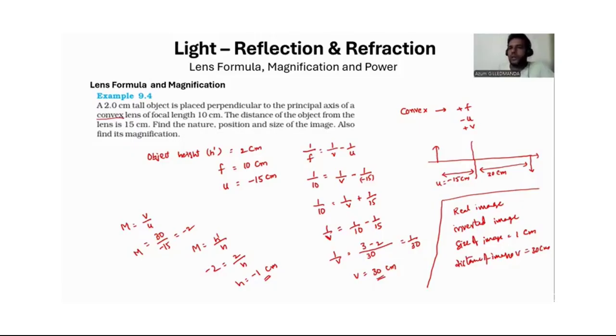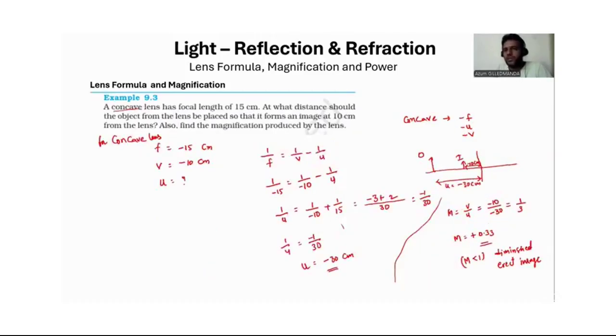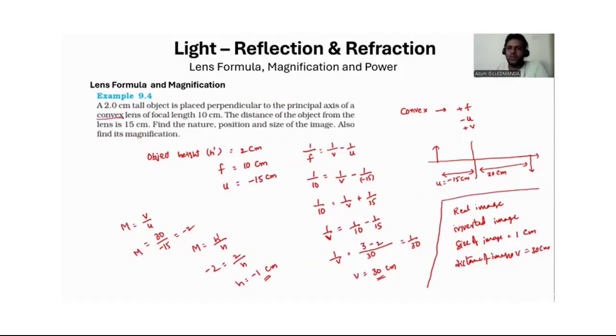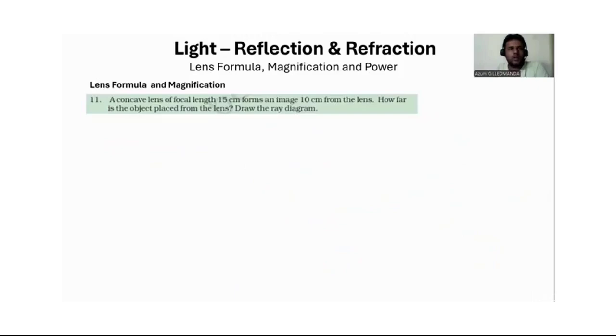So we looked at one problem for concave lens and the other one for convex lens. The key here is the sign conventions. For convex lens, it is plus f, minus u, plus v. And for concave, it is all minus: the focal length is minus, object distance is minus, and also the image distance is minus. If you keep that in your mind, then it is easy. All right, guys. Now let's see one more problem, right? A concave lens. So first thing, it's a concave.